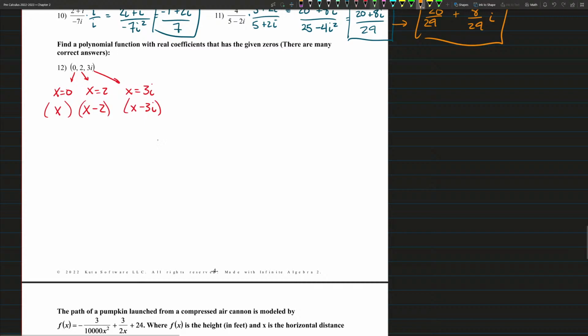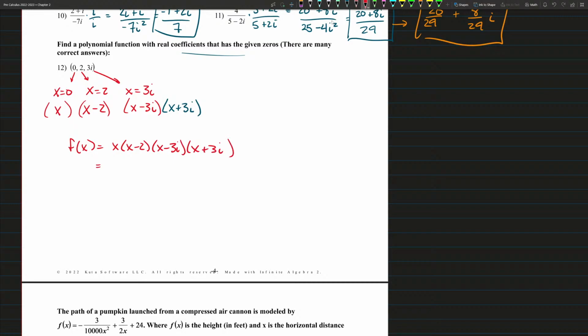Now, that last lesson that we did says that if x minus 3i is a factor, then x plus 3i is also a factor. Okay, and then any function is going to have some constant out front. Because I don't give you a point, you don't have to worry about it. So our answer would be f of x is equal to x times x minus 2 times x minus 3i times x plus 3i.